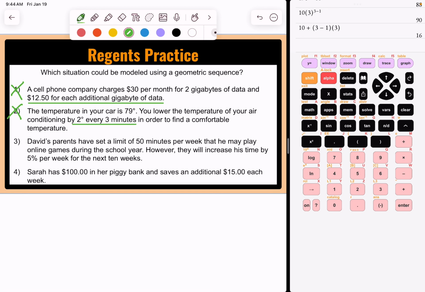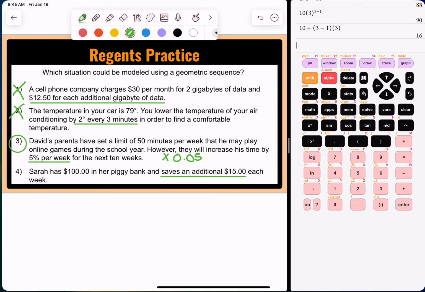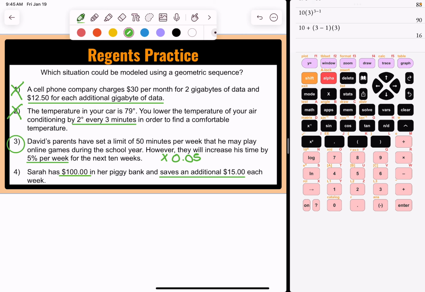The next one. David's parents have set a limit of 50 minutes per week that he may play online games. However, they will increase it by 5%. If you're increasing by 5%, that means you're multiplying, and we change percents to decimals. I like that answer. And the reason why 4 is not the answer, because if she's saving an additional $15 each week, that means she's adding 15 to her original amount of 100.